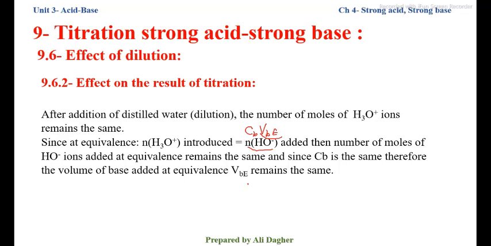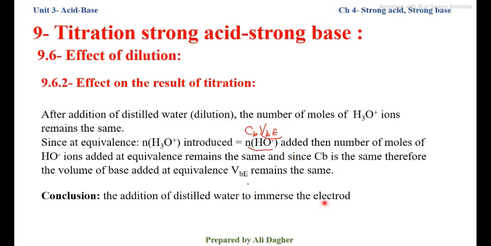Therefore, the addition of distilled water will not change the result of titration. With or without the addition of distilled water, the volume of base added at equivalence remains the same. Conclusion: the addition of distilled water to immerse the electrode of the pH meter does not affect the result of titration.